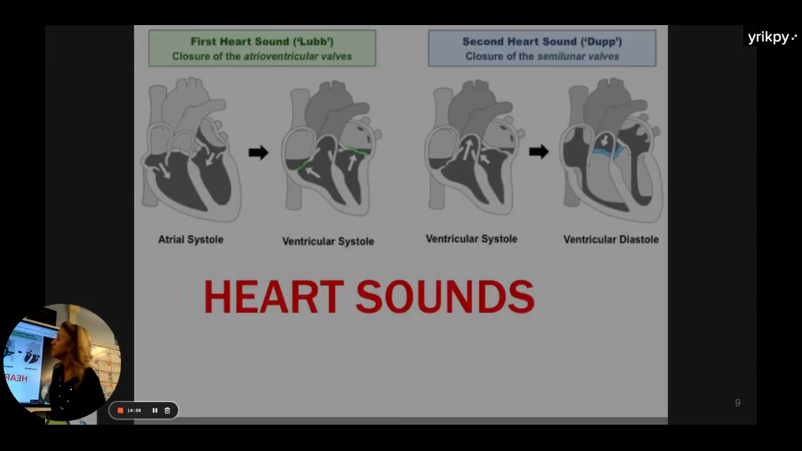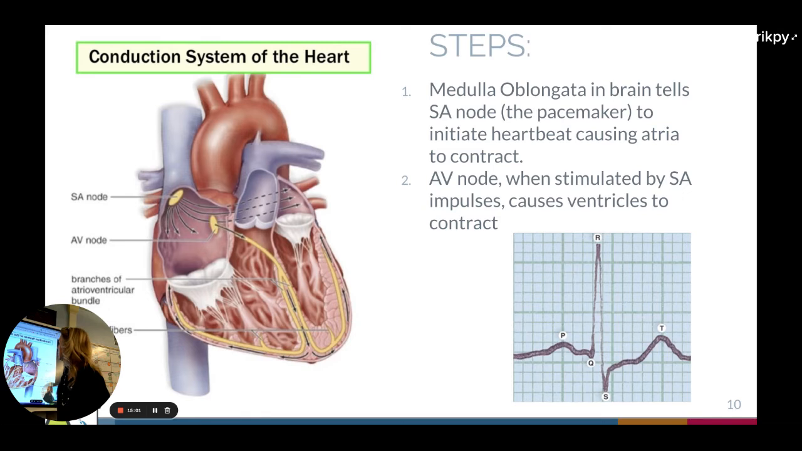Okay, and then the conduction of the heart. Okay, so we talked about the pacemaker of the heart is this little nodal tissue called the SA node, sinoatrial node, and it gets a message from what part of your brain? Where does it receive message from? Do you remember?